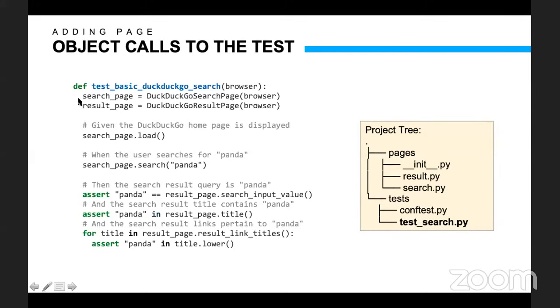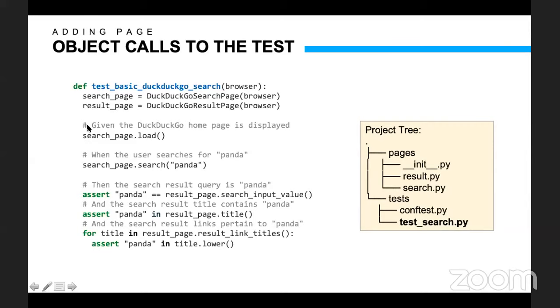The next thing I do in my test case is instantiate my page objects. So I've created a search page as well as a result page. And I've continued to inject that browser reference so that the page objects have it as well. All of my to-do implementations are basically page object calls.